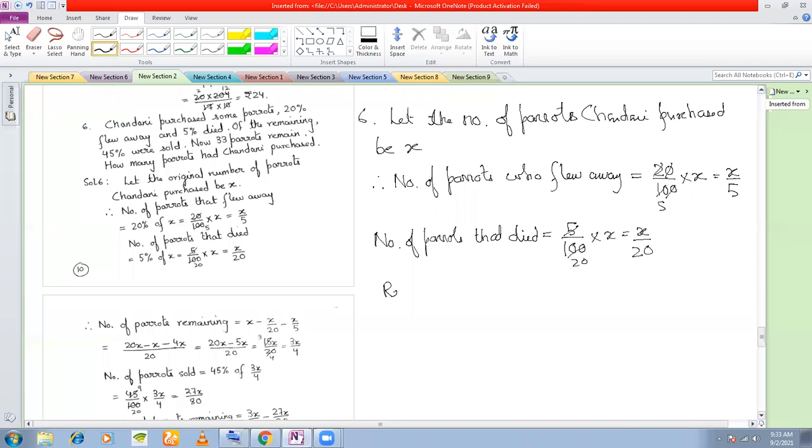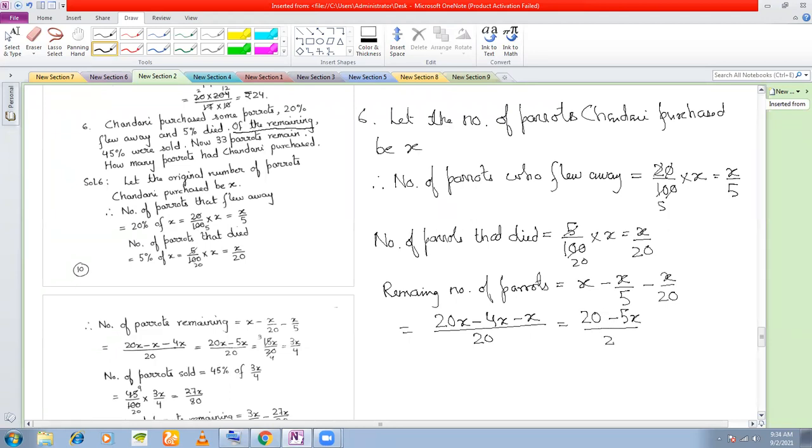Okay. So how many remaining? Why am I calculating remaining? Because you see the word here, of the remaining. Remaining number of parrots is the total number of parrots minus the number of parrots who flew away minus the number of parrots who died. Now you take the LCM here, 20. So you get 20x minus 4x minus x. So you get 20 minus 5x by 20. Now you can take 5 common here, 4 minus x divided by 20. Now this 5 will cancel here. What do you get? Simply 4 minus x by 4.